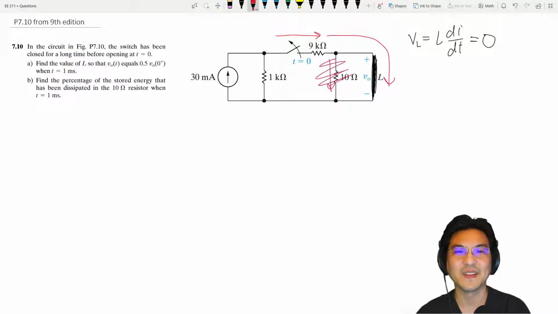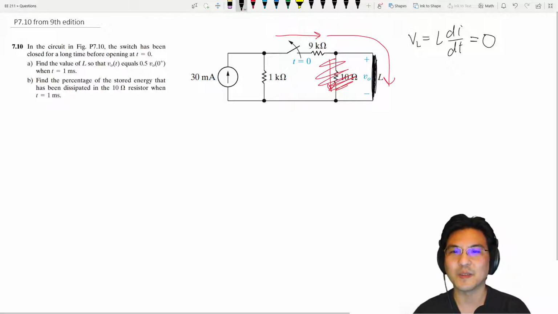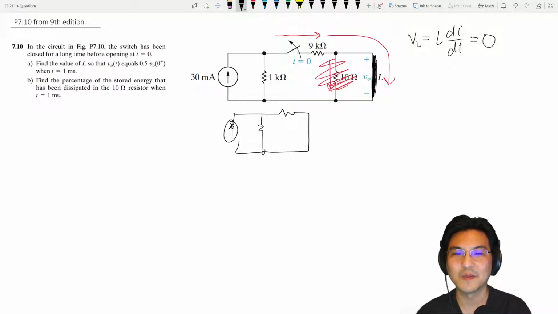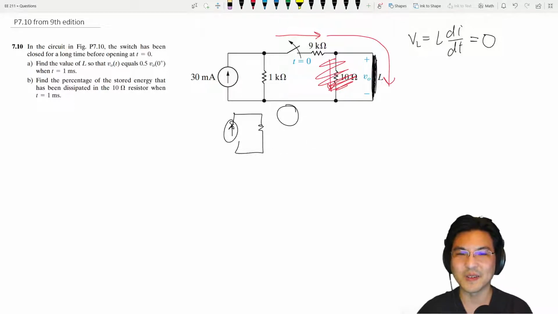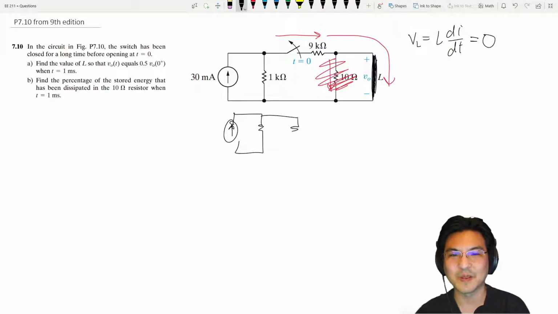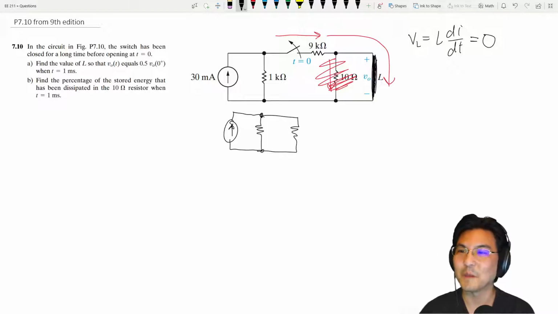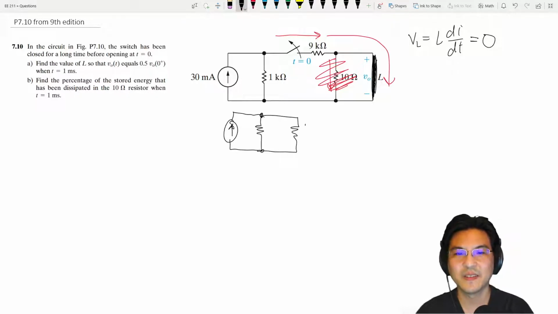Okay, so it's like this resistor doesn't even exist, because it's not getting any current. So basically it looks like this, and then I can move this resistor next to it so it looks nicer. Now clearly it looks like parallel resistors, and it looks like a current divider now, right? Okay, so how much current is here for the inductor at t equal to 0, approaching from the left?